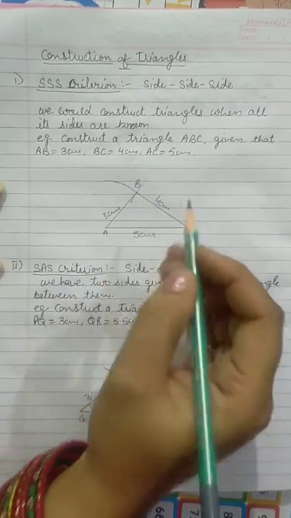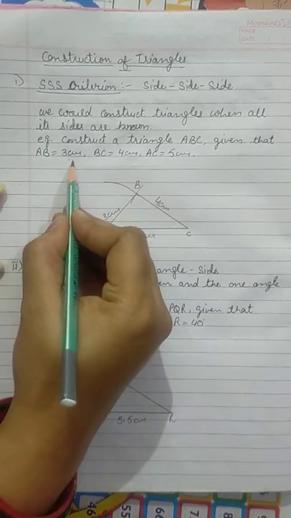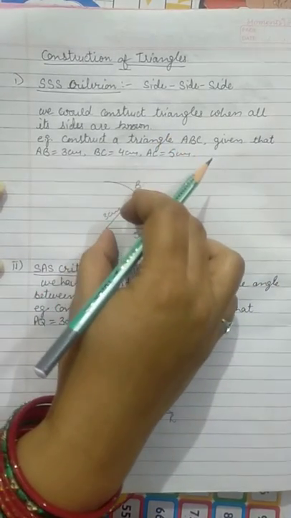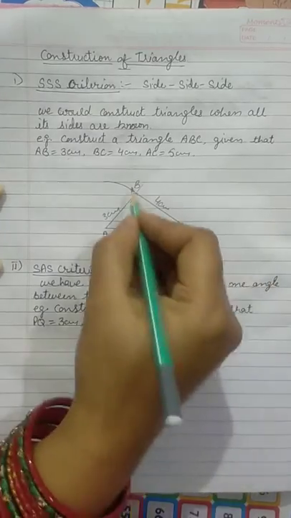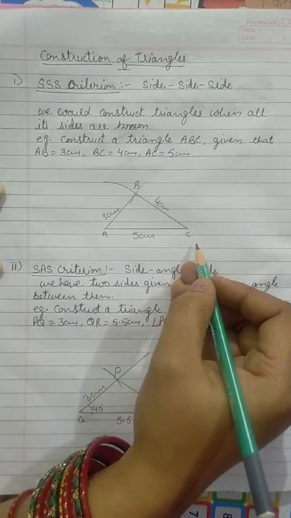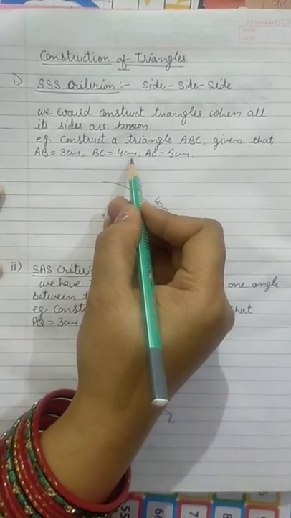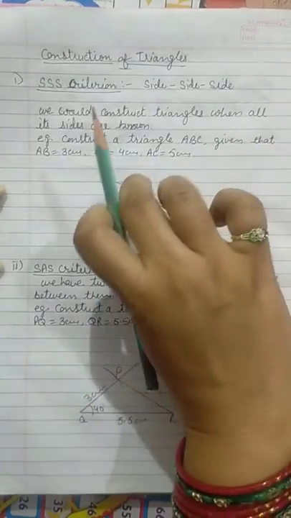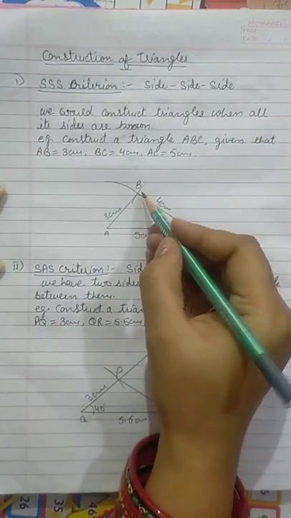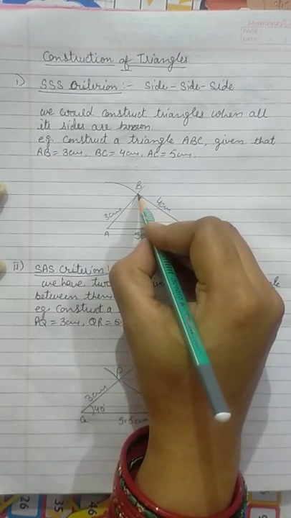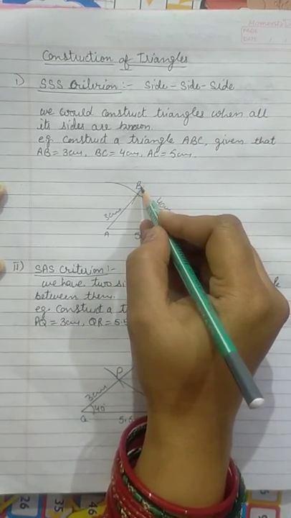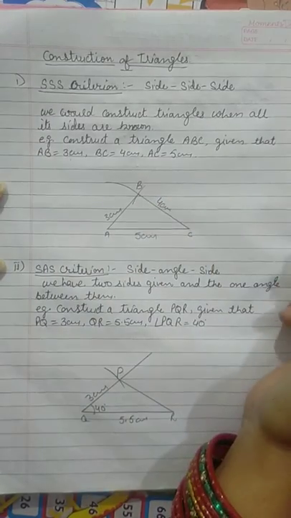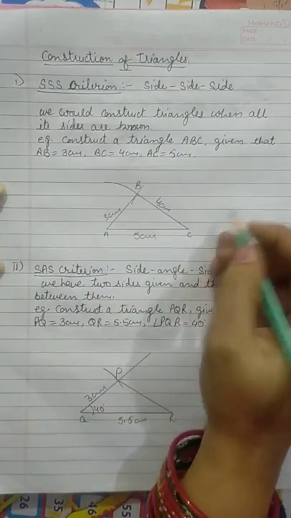Now AB is 3 centimeter, so just open your compass up to 3 centimeter and make an arc like this. Fine. And on the other side, we will construct the BC line. As BC is 4 centimeter, again we'll open the compass up to 4 centimeter length and make an arc like this here. This is the intersecting point of the arcs, and it will be named B. Now join BA and BC, and this will be the construction of the triangle when all 3 sides of the triangle are given.